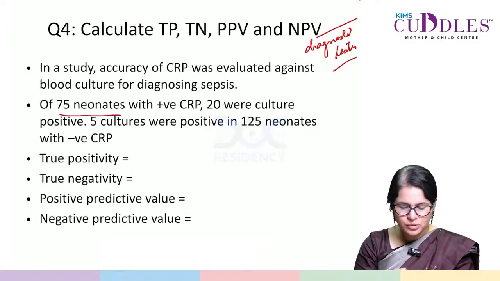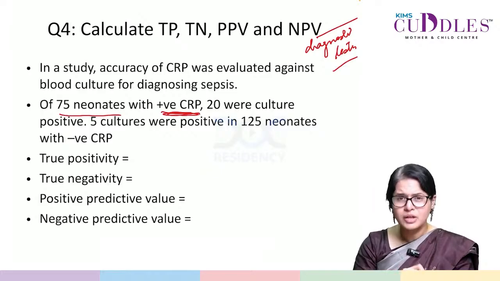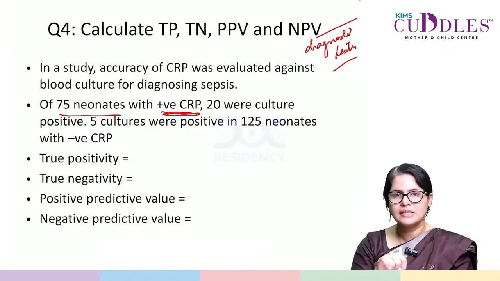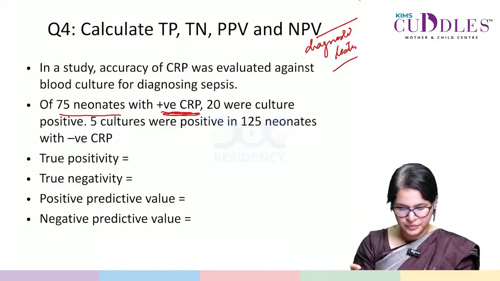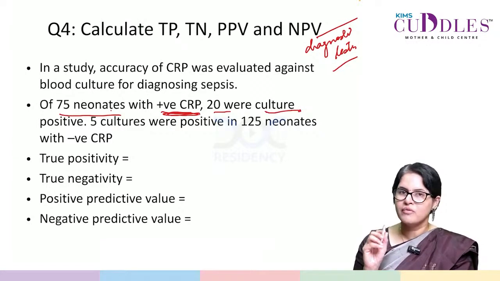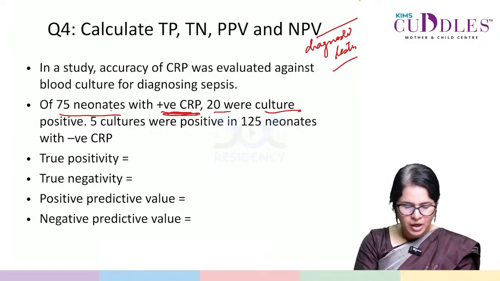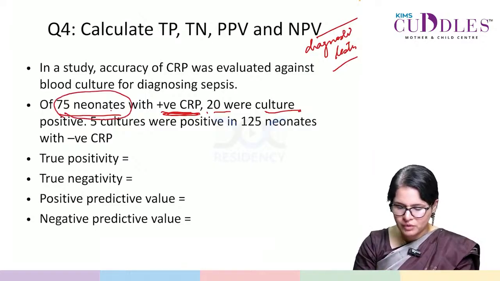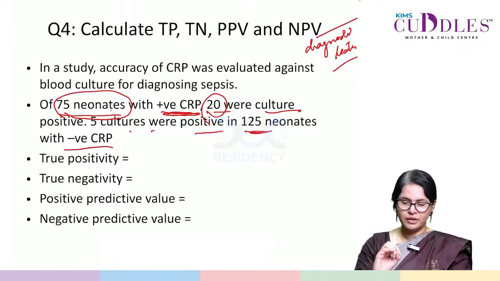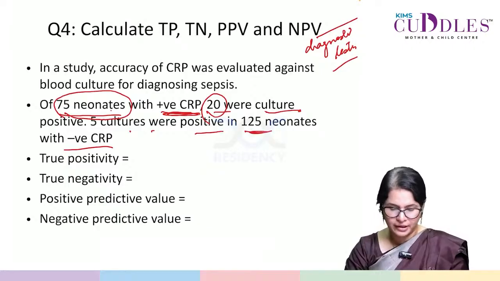of 75 neonates with positive CRP. Now CRP, is it the test or is it the gold standard? Obviously it is a test because the gold standard is going to be culture. So which means of 75 neonates with test positive, 20 were culture positive, which means 20 were truly diseased. So of 75 test positives, only 20 were truly positive. 5 cultures were positive in 125 neonates with a negative CRP. So 5 were diseased among the 125 neonates which were so-called test negative.